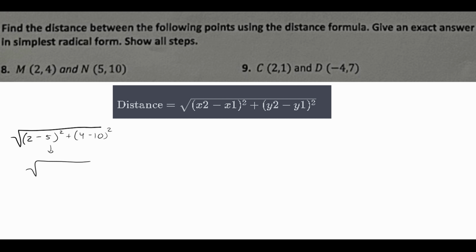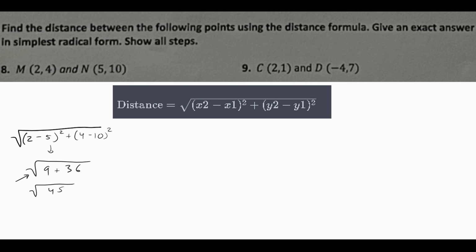So let's do a square root. We have 9 here, plus we're going to have a negative 6 squared. So that's just going to be a 36 right here. Now, how do we have it in the simplest radical form? Well, a radical is this part right here. That's the radical. Let's add these two together and see what we get. We are going to get a 45.